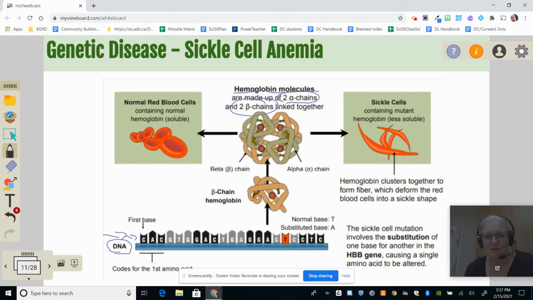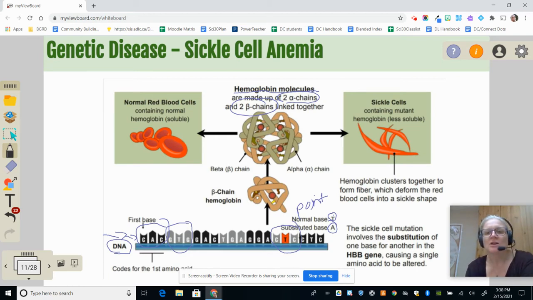And there's our first base, second base, third base. So there's a code for the first amino acid, a code for the second amino acid. But you can see what happens down here. There has been a substitution. So normally the base is a T, but it's been substituted for an A. And that is a point mutation that has actually caused a whole disease disorder in humans.